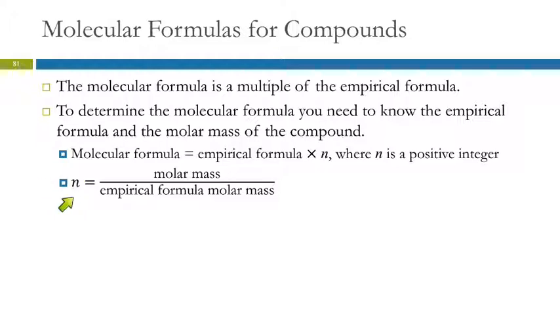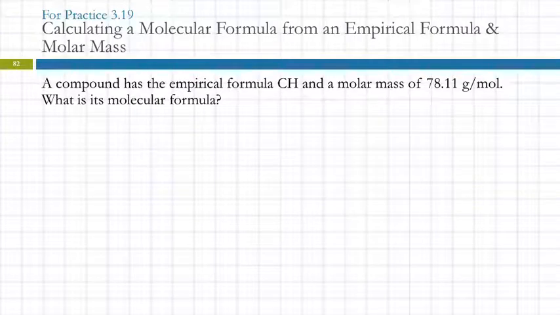And then to find out how many times to multiply it, we're going to take the molar mass that's given to us and divide by the mass of the empirical formula. That tells us how many times to multiply the subscripts. This will always give you nice whole numbers unless you made some silly calculation error. So let's do an example.